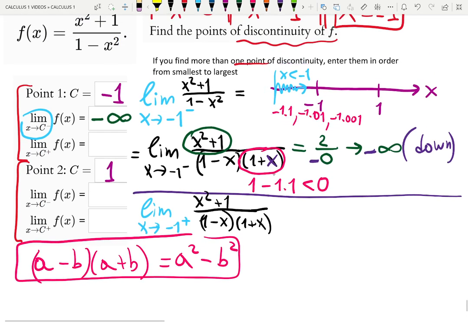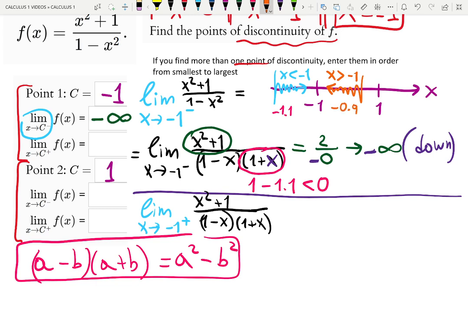That means that now I am approaching, let me change the color, -1 from the right. From the right, it means inputs are bigger than -1. Very close to them, but bigger. So instead of choosing something like -1.1, what should I choose? I should choose something like what?